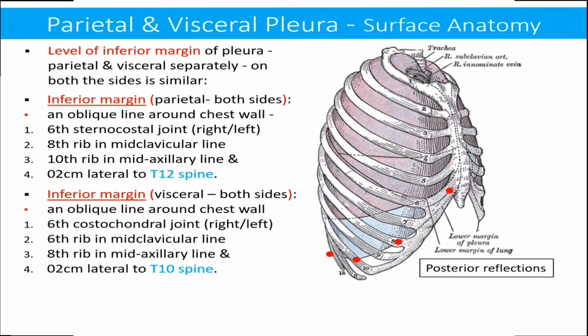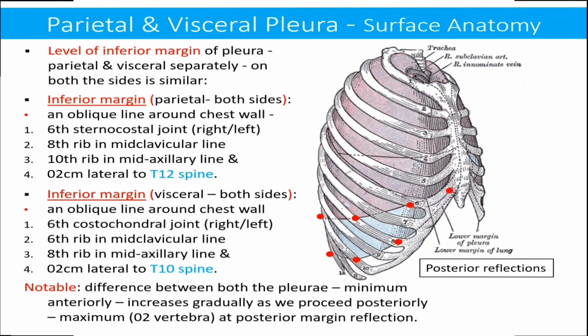The inferior margin of visceral pleura on both sides is indicated by an oblique line around the chest wall by taking the following points. First one, as for parietal pleura, is sixth costochondral joint. Second point is sixth rib in mid-clavicular line. Third point is eighth rib in mid-axillary line. And fourth point is 2.2 centimeter lateral to 10th spine.